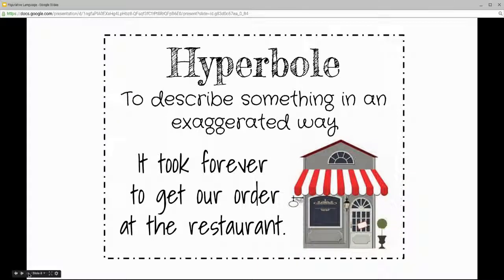The last one we're going to be talking about is a hyperbole. This is when we describe something in an exaggerated way. It took forever to get our order at the restaurant. Now, it didn't literally take forever or else you'd still be sitting there, but you can kind of see that they exaggerated a little bit. I am starving. Now, I'm not literally starving because I ate lunch just a few hours ago, but I am quite hungry, so I exaggerated a little bit.